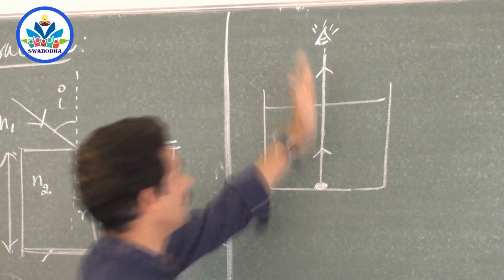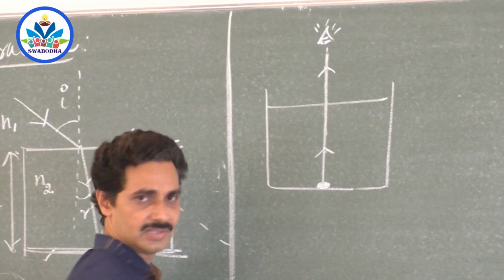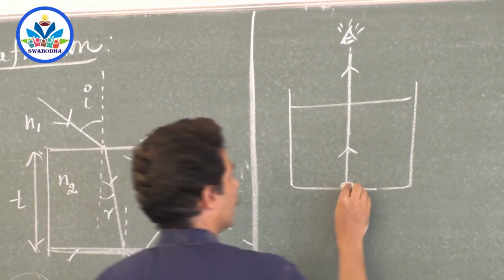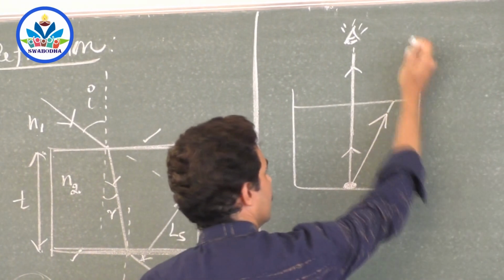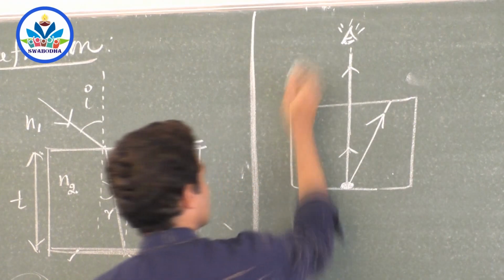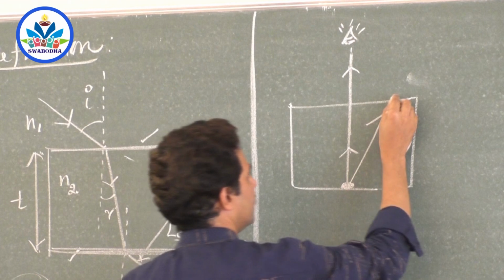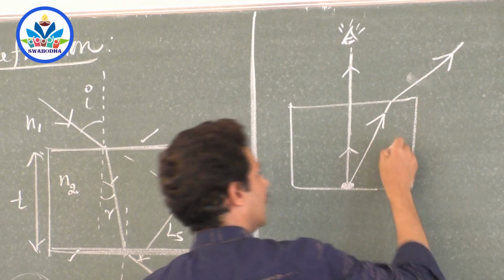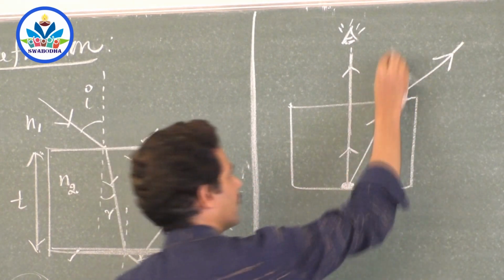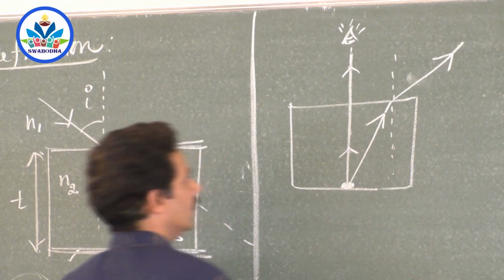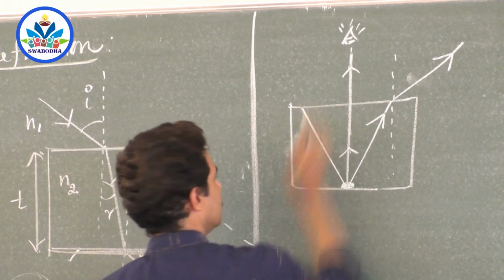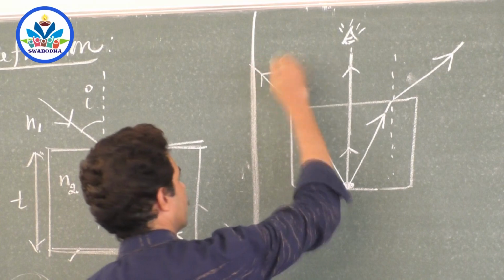So this ray is along the normal, angle of incidence is 0, refraction is 0. Take another ray of light, incident at some angle, say this is water and this is air, then the ray of light bends away from the normal, denser to rarer medium, velocity increases. So another ray of light considered here will also bend away from the normal.